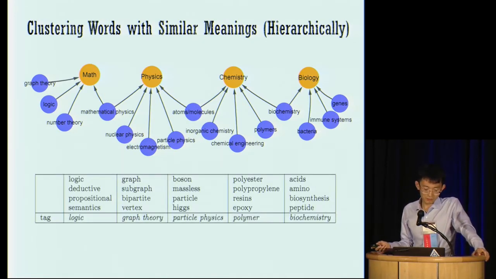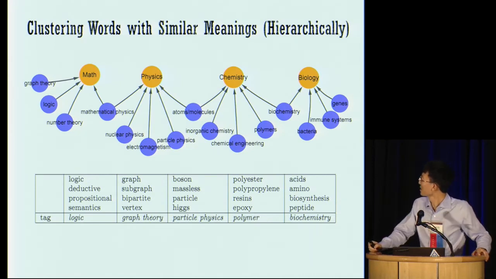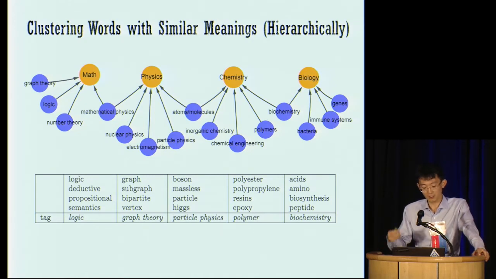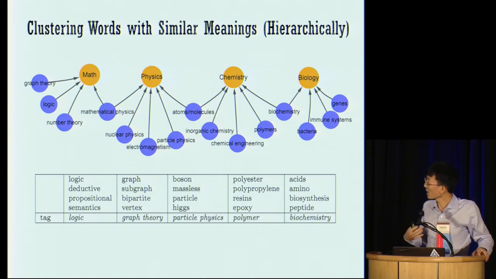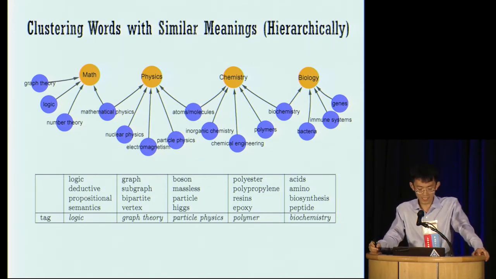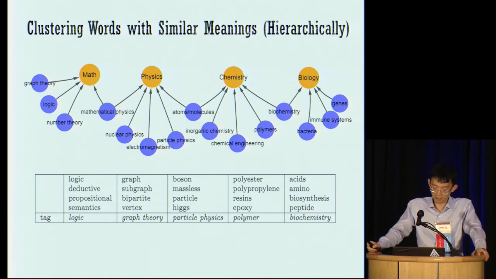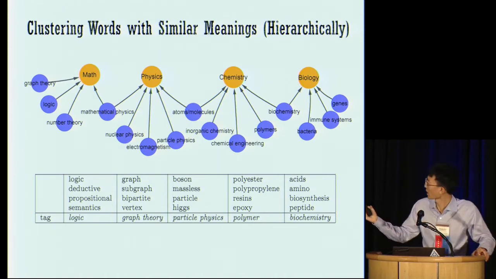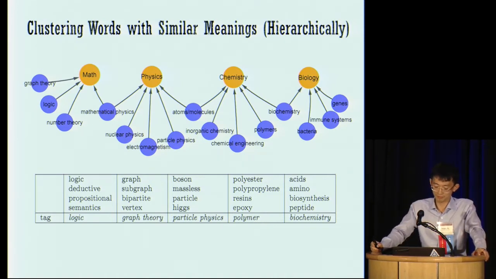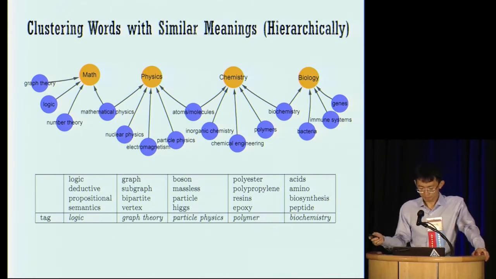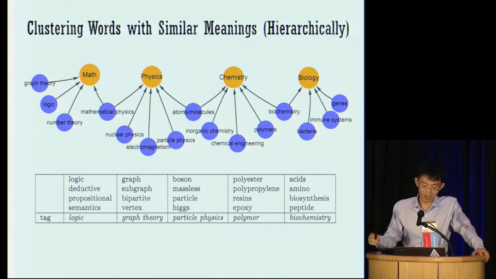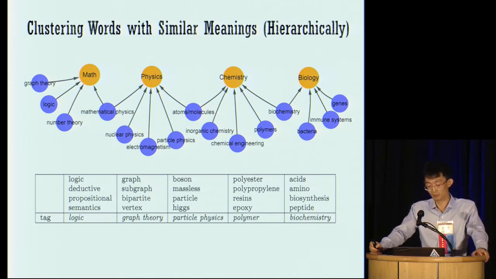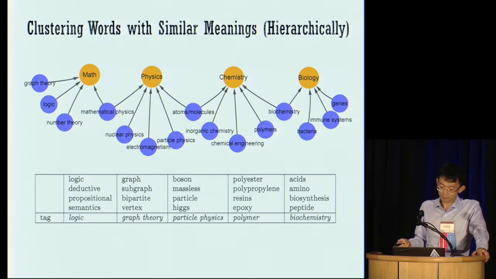Let me just mention that some of these clusters might be a little more difficult to find than you thought. In the logic cluster, we have words like logic, deductive, propositional, and semantics. These are words that I know because we deal with them every day. But if you look at the polymer cluster, actually, I don't really know these words a priori without Googling online. And the only thing we need is the raw Wikipedia documents online.